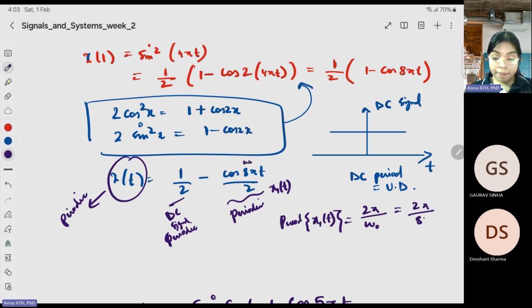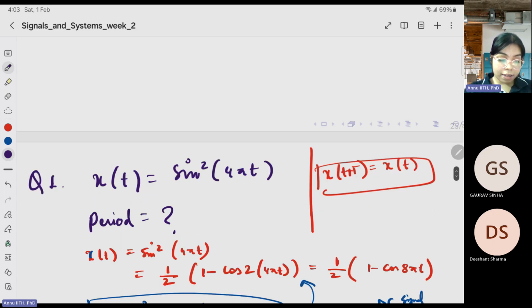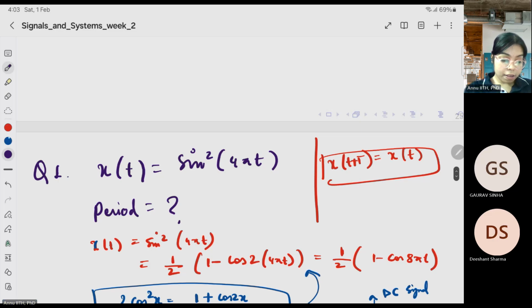2 pi by 8 pi. This is 1 by 4. Since it is not defined, the period of this particular signal is 1 by 4. So the answer is 1 by 4.